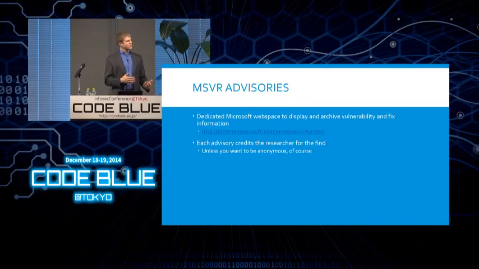So when a Microsoft researcher finds and reports a vulnerability, they receive credit, hopefully from the vendor, but they also receive credit from Microsoft. So there is a page, which is linked to here and will be available in the slides, where you can go see all of the vulnerabilities that our researchers have requested or have gotten fixed in third-party products. It's not quite all, because researchers do have the ability to remain anonymous.